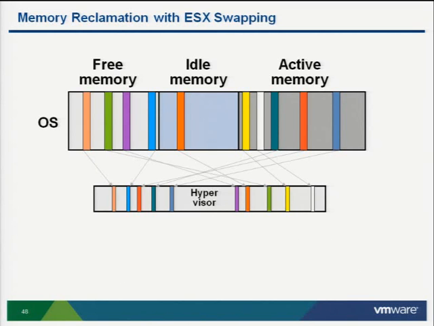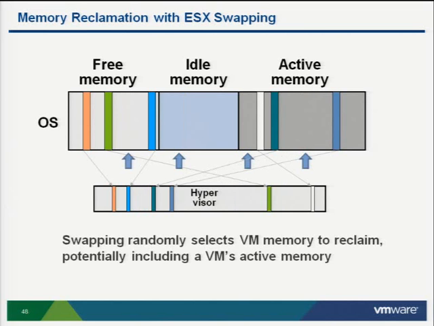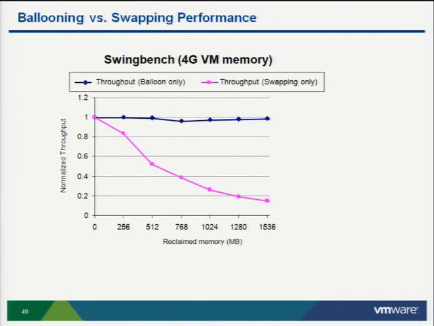Okay. Now, how does ESX swapping work? Well, again, ESX, the hypervisor, doesn't know what's going on inside the guest. It doesn't really know which memory is free versus idle, because it doesn't have access to the guest's free list. So essentially what happens is ESX swapping just picks a piece of memory at random and takes it. That means that ESX can actually swap the guest's active memory. Now, what does that mean for performance? Well, obviously it's not so good.